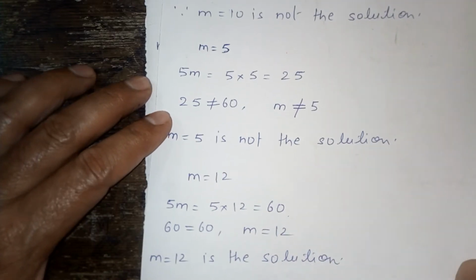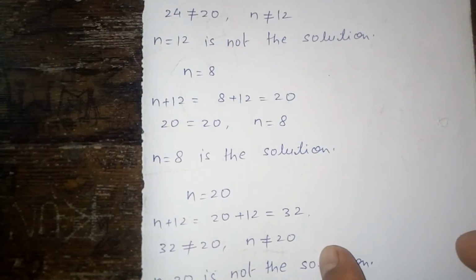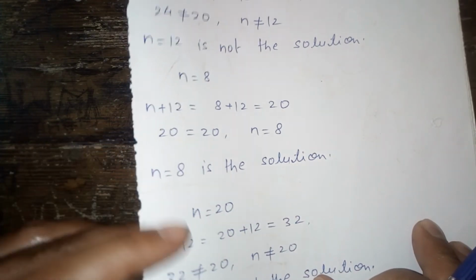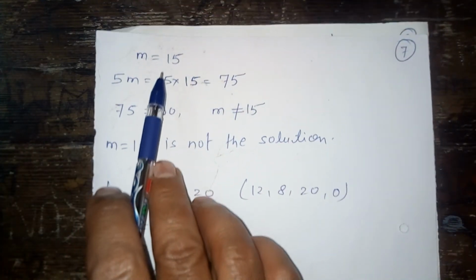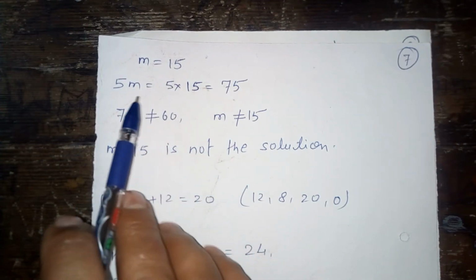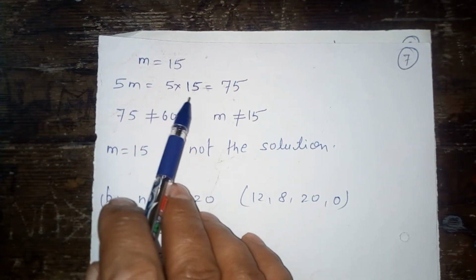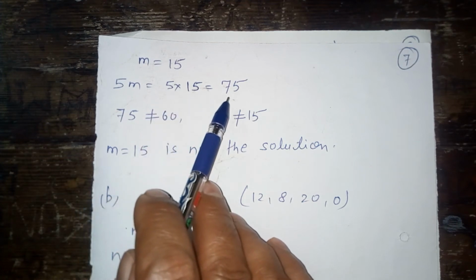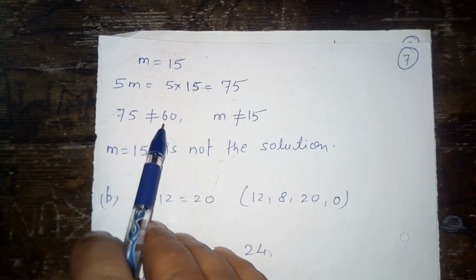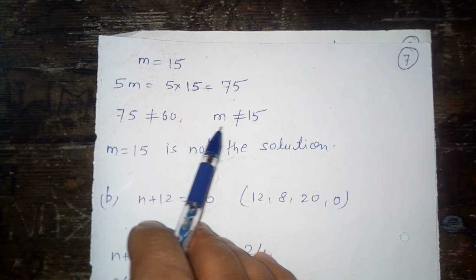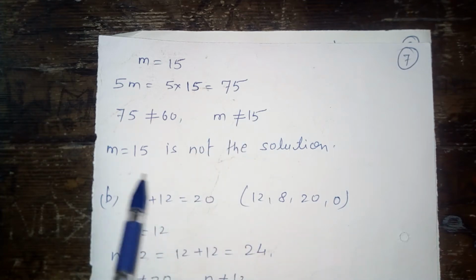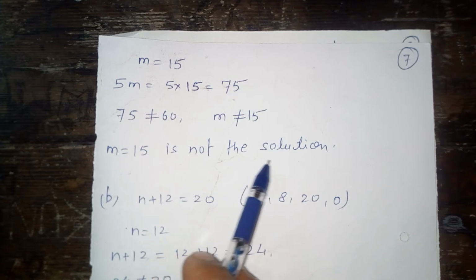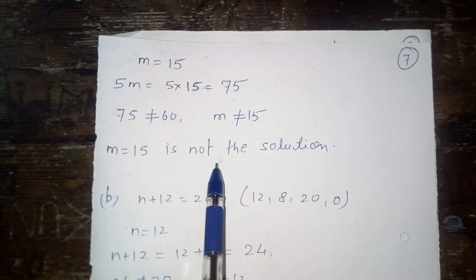Okay, now your next value of m is 15. So 5m is equal to 5 into 15. 15 fives are 75. 75 is not equal to 60. Therefore m is not equal to 15. So m is equal to 15 is not the solution. Now with the help of this procedure we can find out which value is correct and which values are wrong.